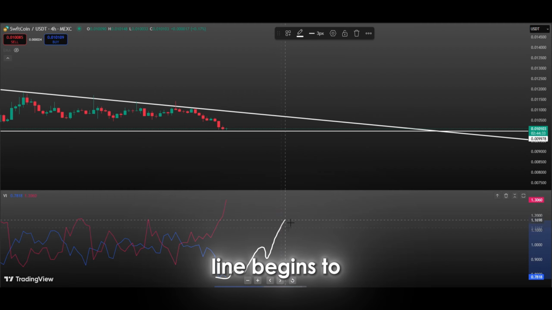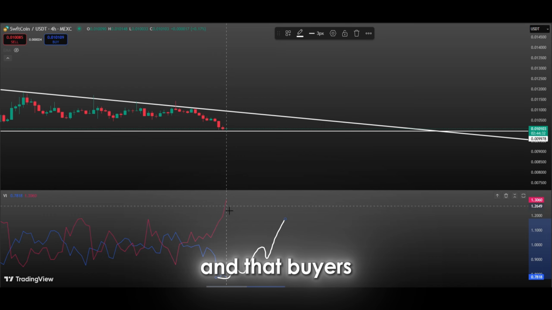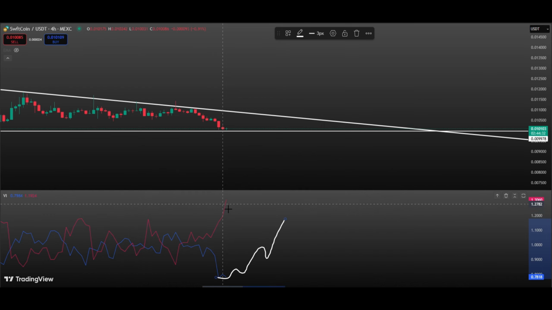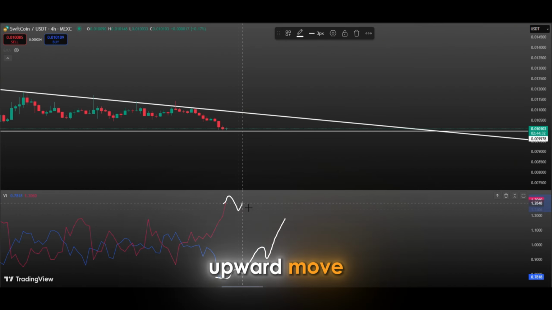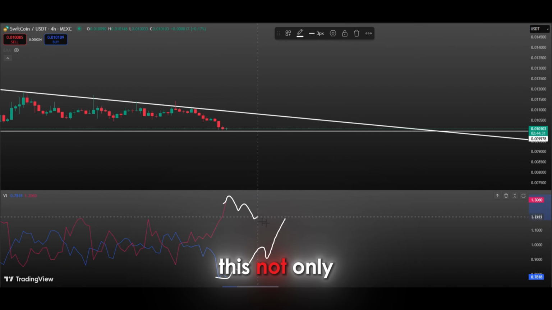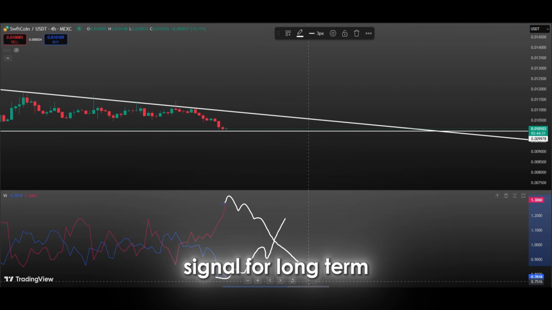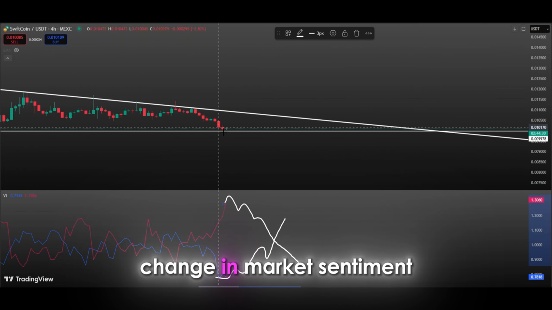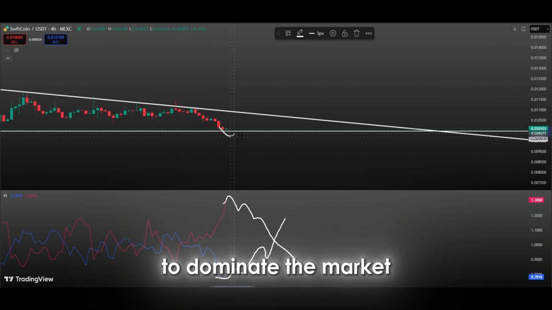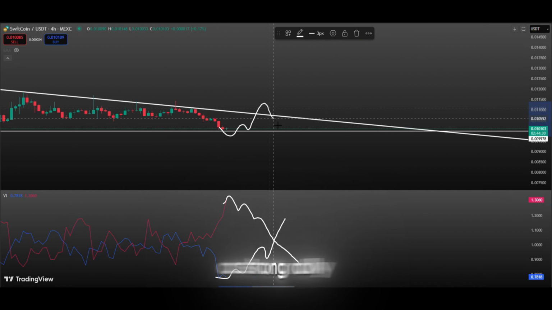If the blue line begins to cross above the red line, it suggests that the market momentum is shifting and that buyers are starting to exert more power. The blue line crossing above the red line typically signals the beginning of a strong upward move. This not only creates short-term trading opportunities, but could also be an important signal for long-term investors. Such a movement indicates a rapid change in market sentiment, with buyers starting to dominate the market. A reversal in the Vortex indicator like this could especially be a sign of a strong rally.